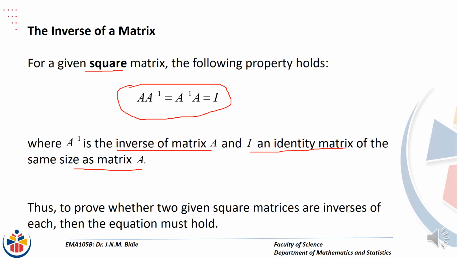So that means if A is a 2 by 2 matrix, I will also be a 2 by 2 matrix. If A is a 3 by 3 matrix, also I will be a 3 by 3 matrix. Note that the inverse of A will also take the same size as the original matrix. So in order for us to prove whether two given matrices are inverses of each other, this equation must hold. You must be able to do the left multiplication and the right multiplication, and both must give us an identity matrix of the same size.